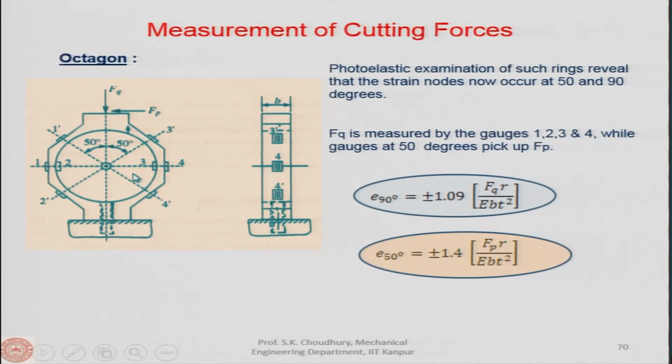Instead of 39.6 degrees in the case of the ring structure, here it is the 50 degree angle. So, we are placing the sensors at a 50 degree angle, so that the maximum strain can be obtained here. With these formulas we can find out the appropriate value of FP or FQ by measuring the strain which is coming from the Wheatstone bridge comprising of 1, 2, 3, 4 or comprising of 1 prime, 2 prime, 3 prime and 4 prime.